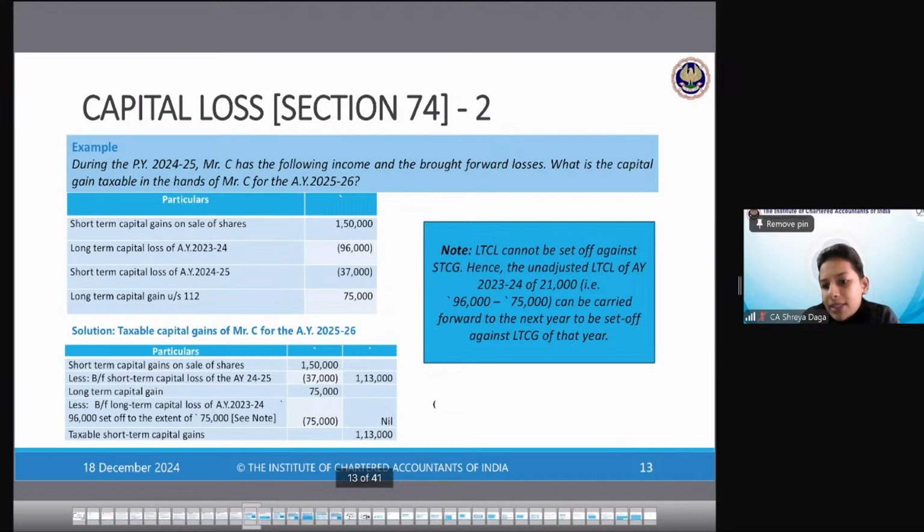Okay, ma'am, can STCL which is brought forward be set off against LTCG? Yes, because it is intersource, intrahead, and short-term loss doesn't have a problem with long-term gain. It is only long-term capital loss which has a problem with short-term gain, right?